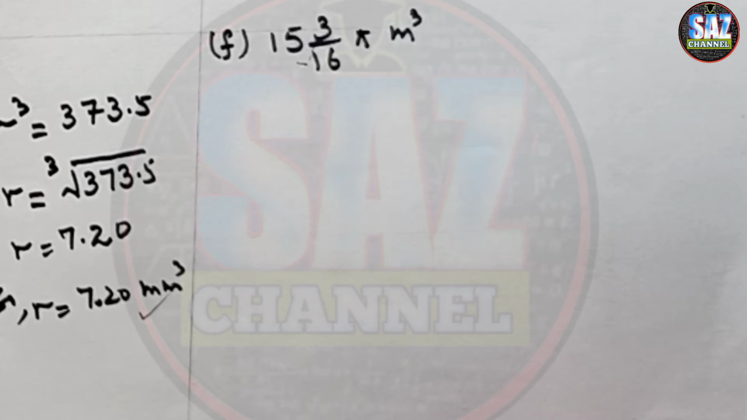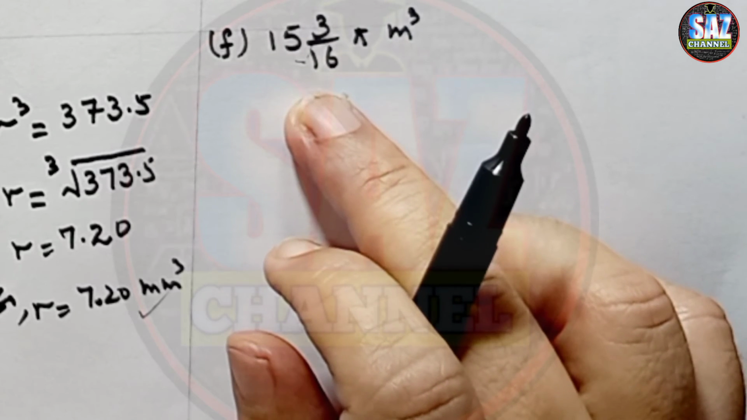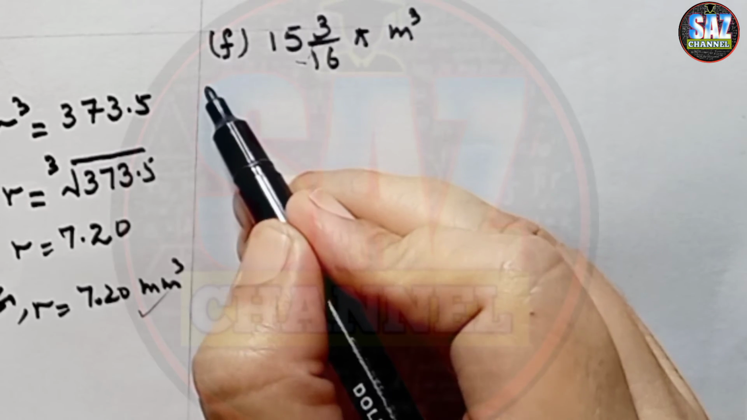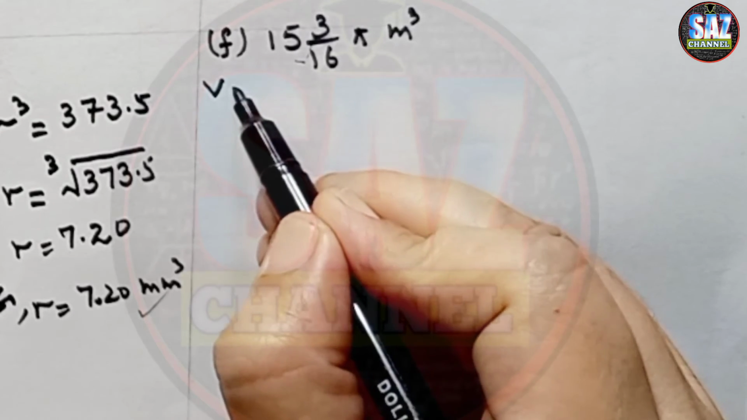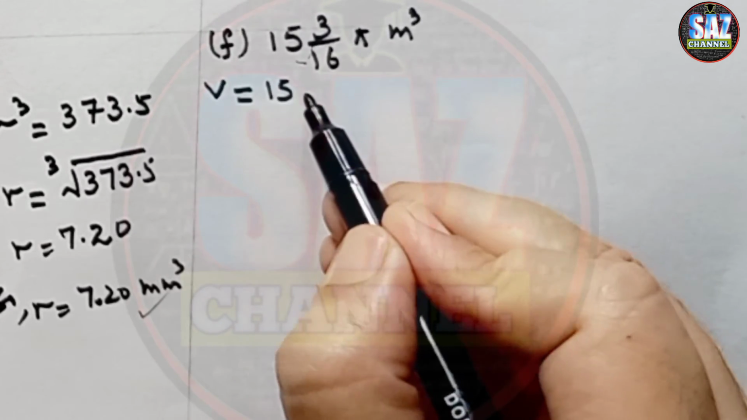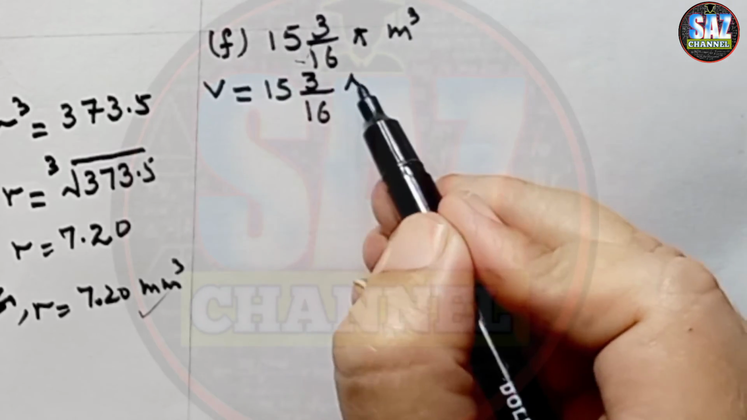In the next part, the given volume is 15 whole 3 by 16 pi m cube. Okay, the volume is given in mixed number form. So first of all, I have to transform this mixed number into an improper fraction, and you know the rule of turning that.